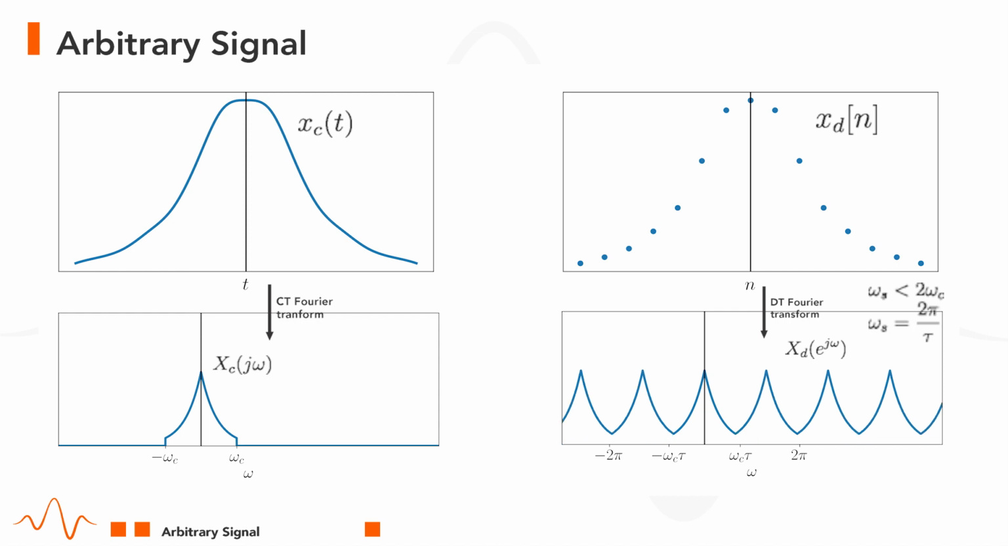However, when the sampling frequency omega s is small, namely smaller than twice omega c, the replicas of the signal around 2 pi, minus 2 pi, 4 pi, minus 4 pi, etc. will be superimposed, they will interfere, and we cannot recover now the continuous time Fourier transform of the original continuous time signal, and therefore we cannot recover the original continuous time signal.